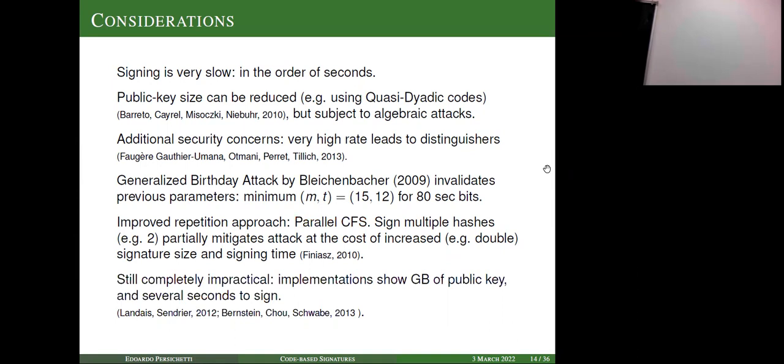And it's still completely impractical. In the implementations now, this is the last implementation that I'm aware of. Bernstein, Schuler, Schwabe in particular claim that this is the fastest implementation. I tend to trust, for example, Dan Bernstein when he says he has an efficient implementation. So the best that they were able to devise is in the order of several seconds to sign, and the public key is many gigabytes. So we're completely far from anything practical.